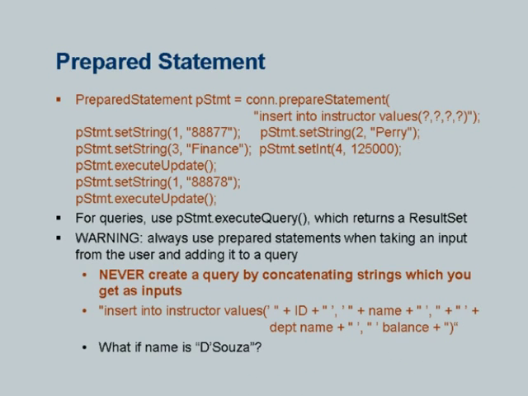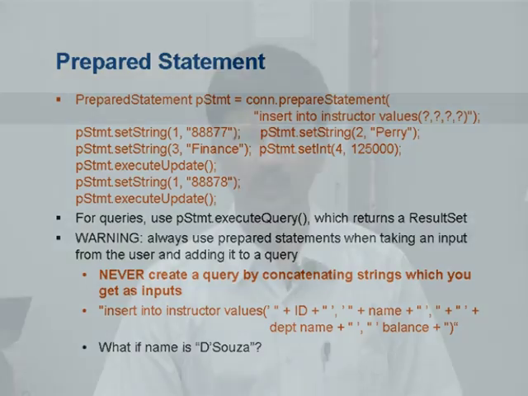So what do you do? In the earlier insert, now I'm going to say insert into instructor values, question mark, question mark, question mark, question mark. So these are placeholders. I can't actually execute this query right now. Instead, what I do is I say connection.prepareStatement with this statement. So the statement is prepared, but it cannot execute because we don't have values for the question marks.